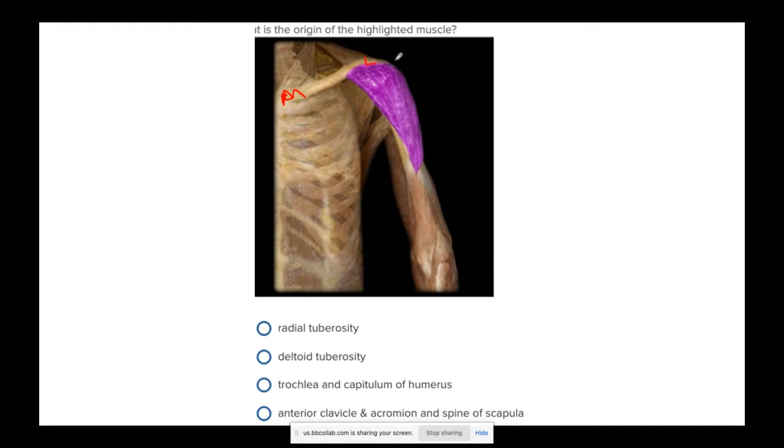So let's see. It's asking for origin. So the origin is going to be up here somewhere, and the insertion is going to be down here. So can it be the radial tuberosity? Thanks for playing. Have a nice day. Is it the deltoid tuberosity? Thanks for playing. The deltoid tuberosity is actually here. That's the insertion. Trochlea and capitulum of the humerus? No, that's way down here. So could it be anterior clavicle? Okay. Acromion? Yes. And spine of the scapula? Ding, ding, ding. That's it. That's the winner.